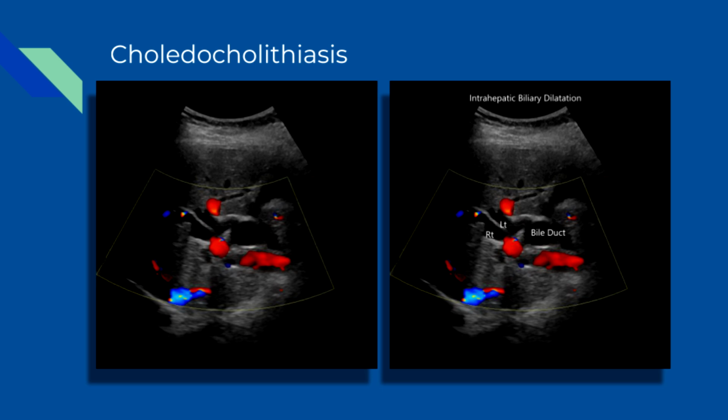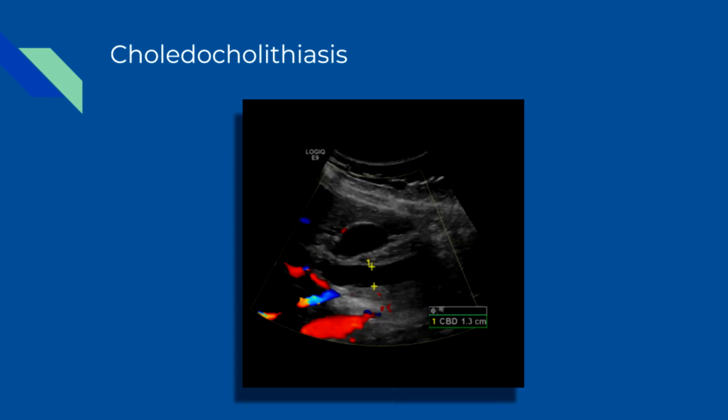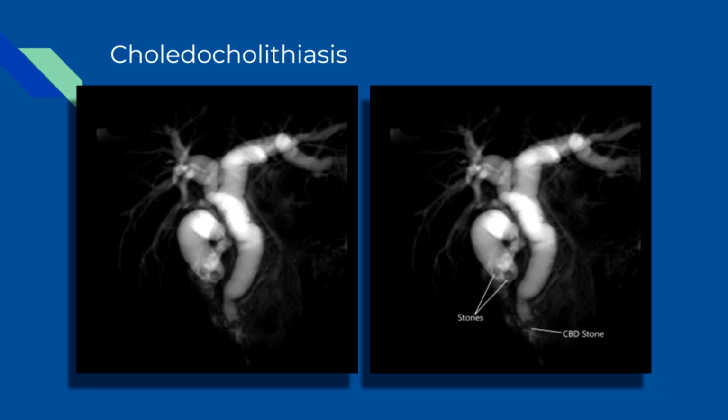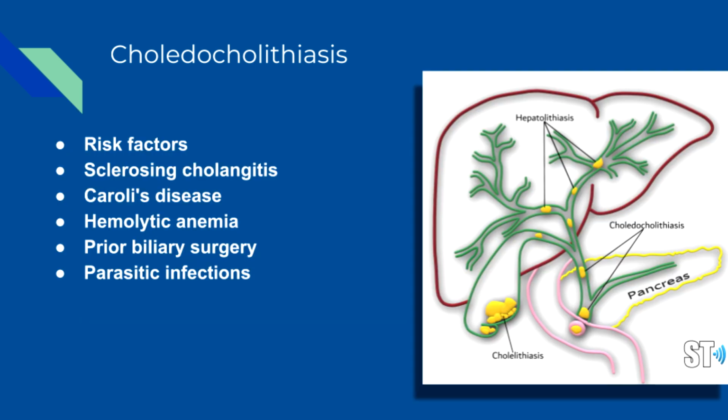There will be echogenic stones with posterior acoustic shadowing. There may be one stone or multiple. At times, the ductal stones may be too distal to be observed with ultrasound. As such, an ERCP, or endoscopic retrograde cholangiopancreatography, or MRCP, magnetic resonance cholangiopancreatography, may be necessary for diagnosis. Risk factors are sclerosing cholangitis, Caroli's disease, hemolytic anemia, prior biliary surgery, and parasitic infections.